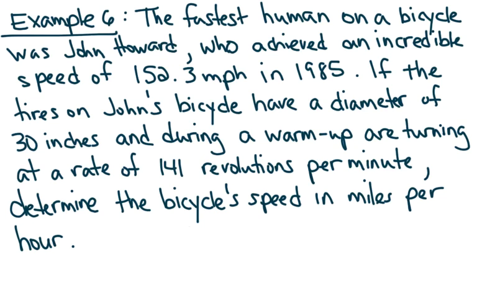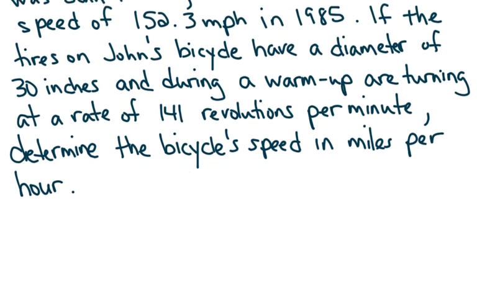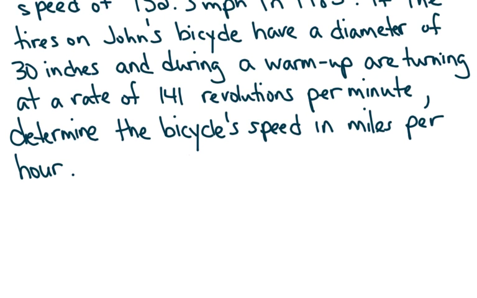The last problem we're going to do is going to require us to do some dimensional analysis. The fastest human on a bicycle was John Howard, who achieved an incredible speed of 152.3 miles per hour in 1985. If the tires on John's bicycle have a diameter of 30 inches, and during a warm-up are turning at a rate of 141 revolutions per minute, determine the bicycle's speed in miles per hour. First of all, which speed are they looking for, angular or linear? If it says miles per hour, that means they are looking for linear speed.